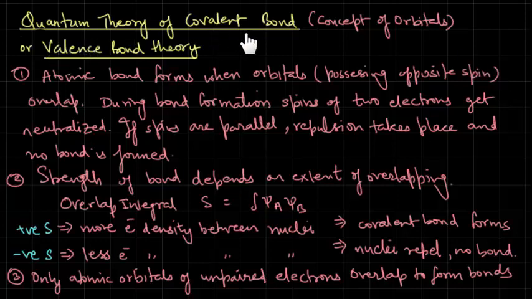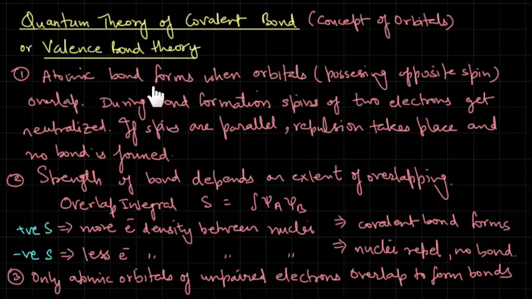Quantum theory of covalent bond. Here we will introduce the concept of orbitals. We have already studied orbitals, but how we utilize this concept in covalent bond formation, that we'll see here. The first is valence bond theory. Let's read about the postulates of this theory.